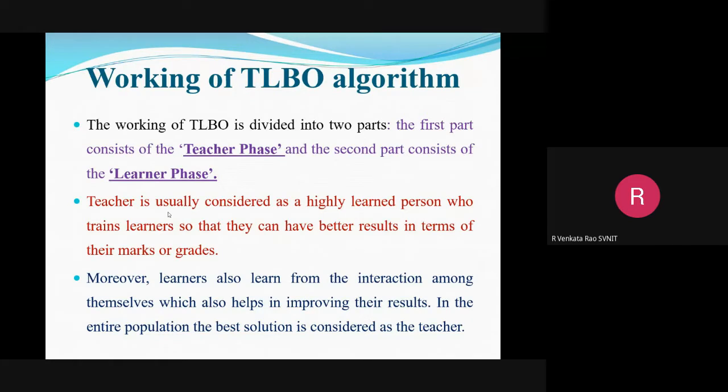Like in the classroom, the teacher disseminates knowledge to the students. That means information is passed from the teacher to the students. Knowledge transfer is from the teacher to the students. That is the teacher phase. The teacher tries to improve the mean result of the class.